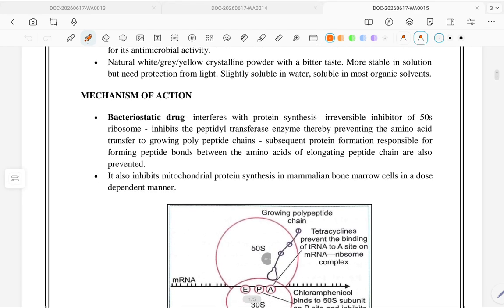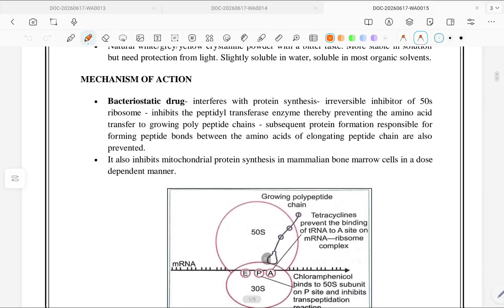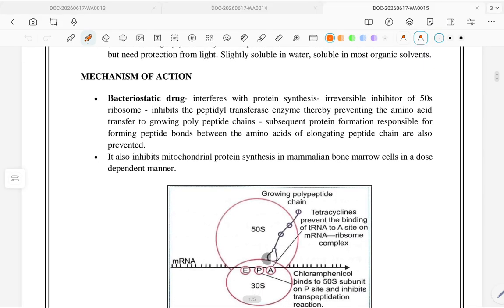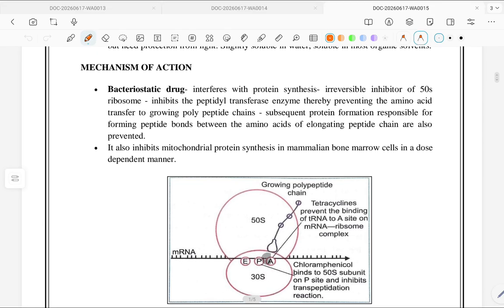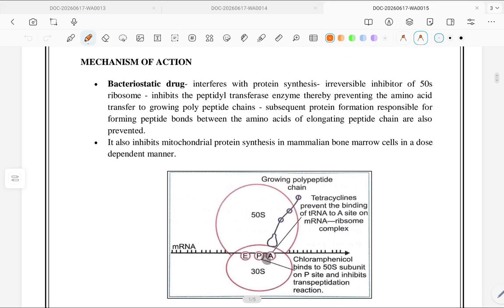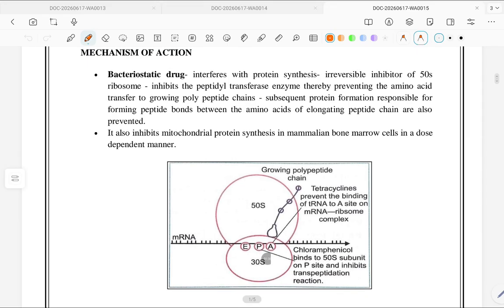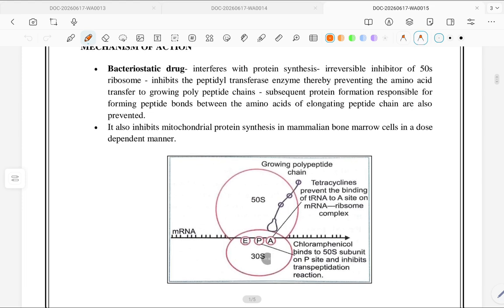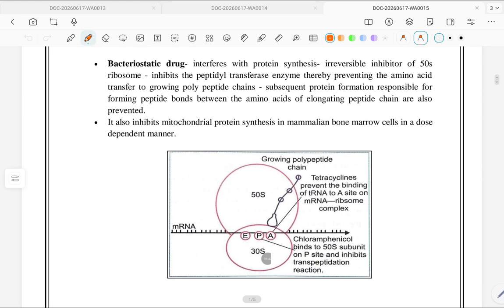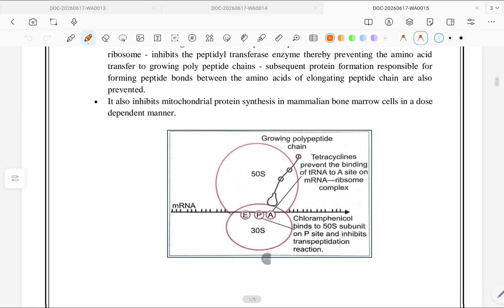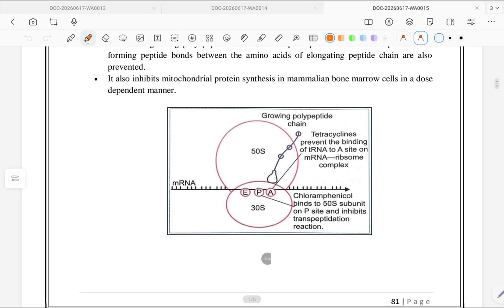Mechanism of action: it is a bacteriostatic drug. It interferes with protein synthesis by irreversibly inhibiting the 50S ribosome and the peptidyl transferase enzyme, thereby preventing the amino acid transfer to the growing polypeptide chain. Subsequent protein formation, responsible for forming the peptide bond between the amino acids of the elongating peptide chain, is also prevented. It also inhibits mitochondrial protein synthesis in mammalian bone marrow cells in a dose-dependent manner.